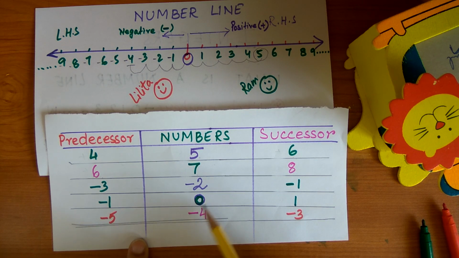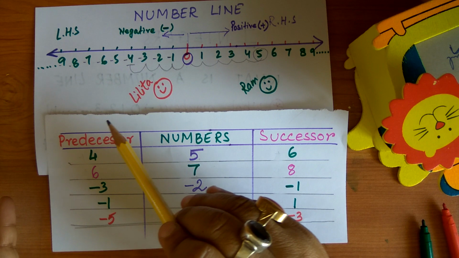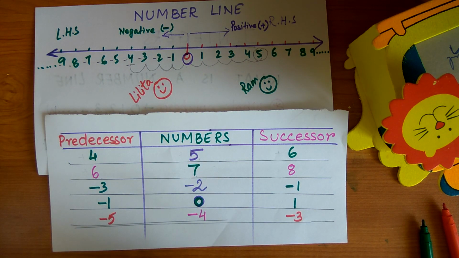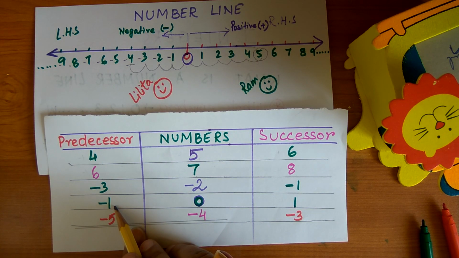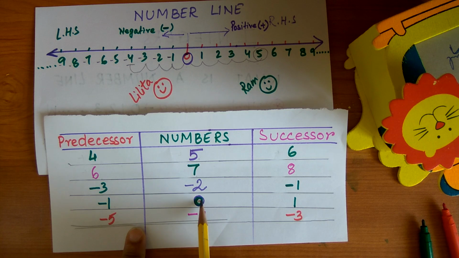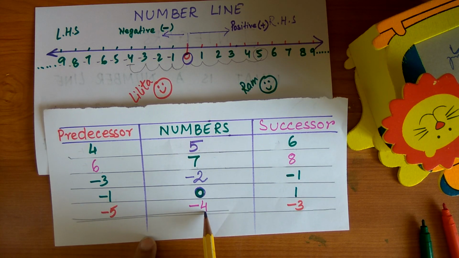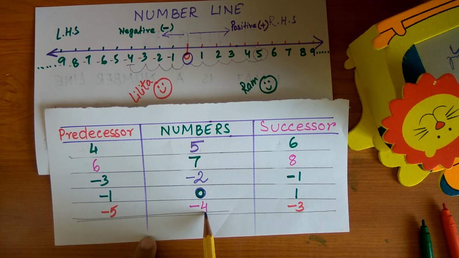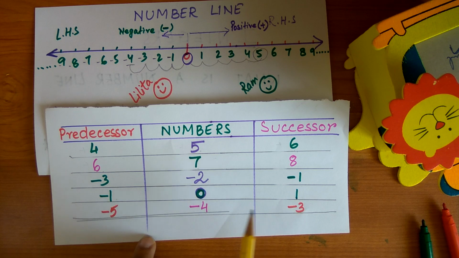Now 0 will surely have a predecessor and successor after we learn the integers. So now we can say that 0 too has a predecessor which is minus 1 and a successor which is plus 1. Like minus 4 will have a predecessor as minus 5 and successor as minus 3.